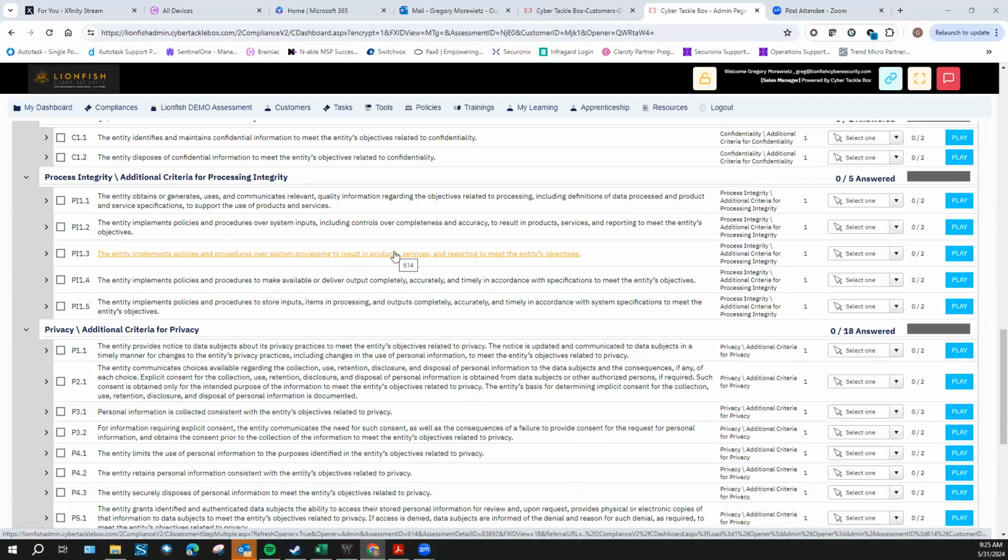The entity implements policies and procedures over system inputs, including controls over completeness and accuracy, to result in products, services, and reporting to meet the entity's objectives. Again, you're going to have a set of policies and procedures. They range from how-to questionnaires for vendors, to access control groups, to data classification like we just talked about, password policies, remote control policies, bring your own device policies, mobile device policies.